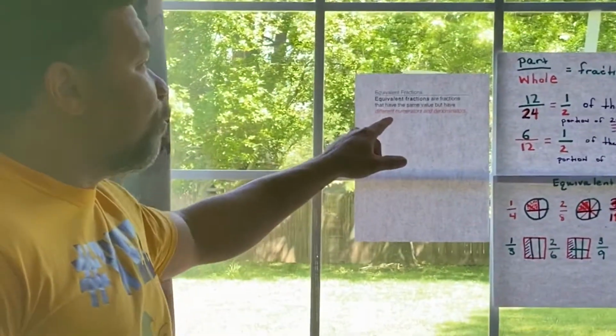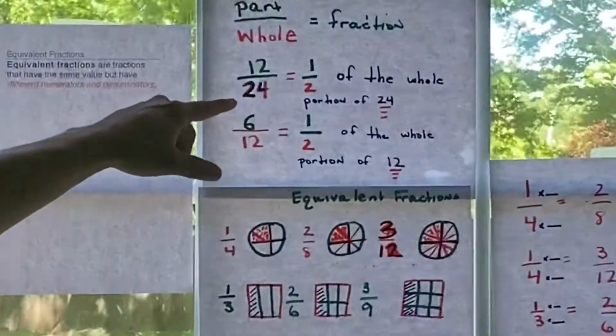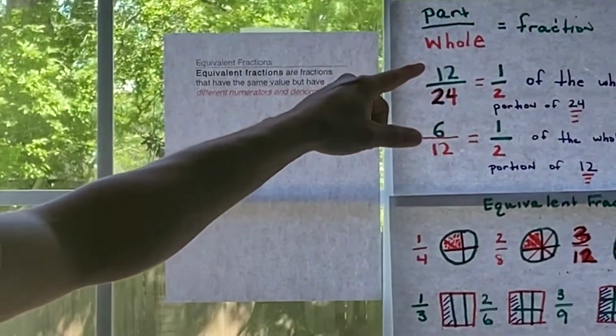but have different numerators. And what's a numerator? Is that the top number? Yeah, the numerator is the top number. So if I was to look at something like this, would 24 be the numerator or would 12 be the numerator? You said 12.